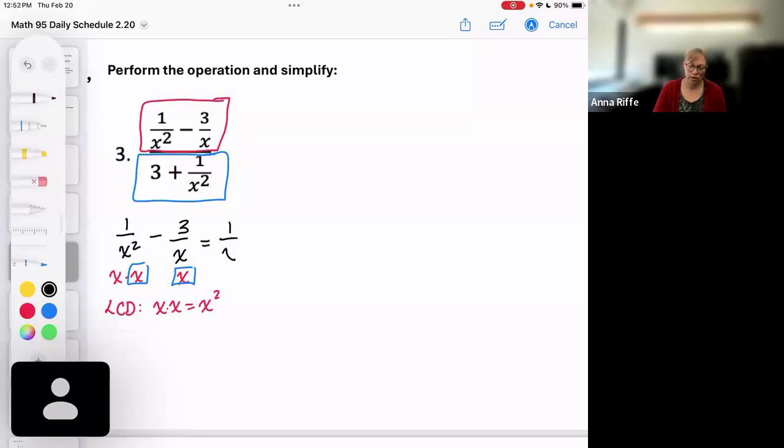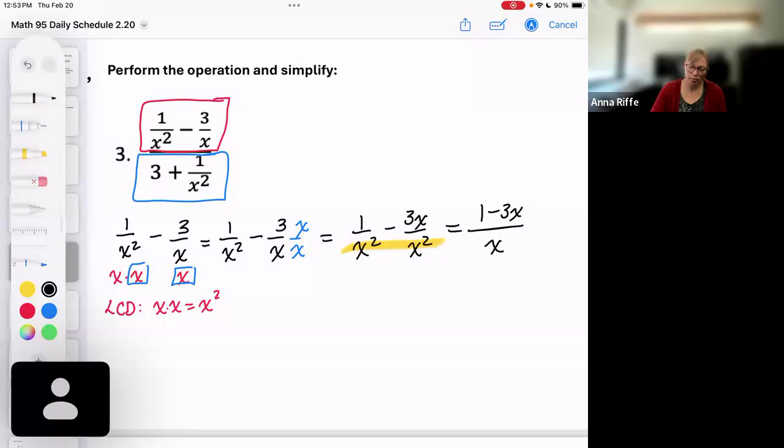That first fraction already has a denominator of x squared. Second fraction, though, needs an extra x on bottom. So I'm going to multiply by x over x, which gives me 1 over x squared minus 3x over x squared. Now I can note that I have the same denominator for both of these fractions. Therefore, I can subtract the tops. 1 and 3x are not like terms, so I can't combine them into a single term. I just have to leave them like that.